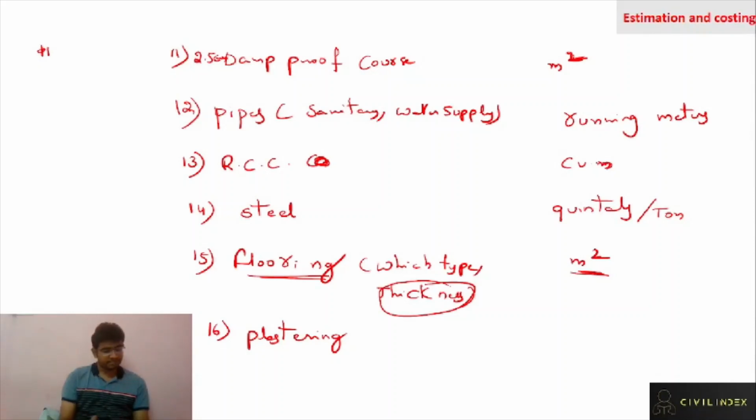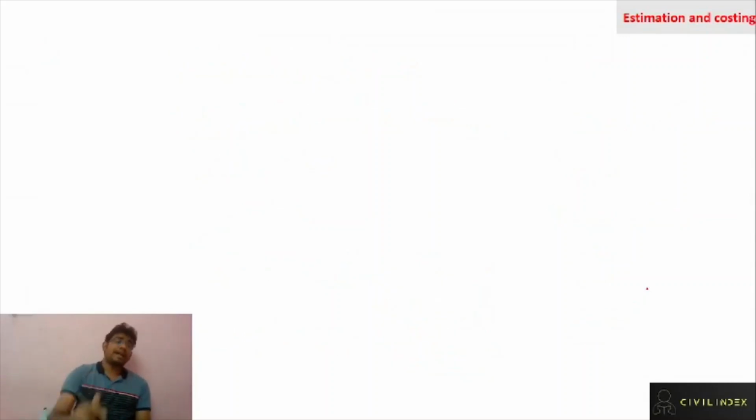For plastering, the unit of measurement is the square meter, because in the case of plastering we have to mention the thickness. So the unit of measurement for plastering will be the meter square. Now, I will take some other things.